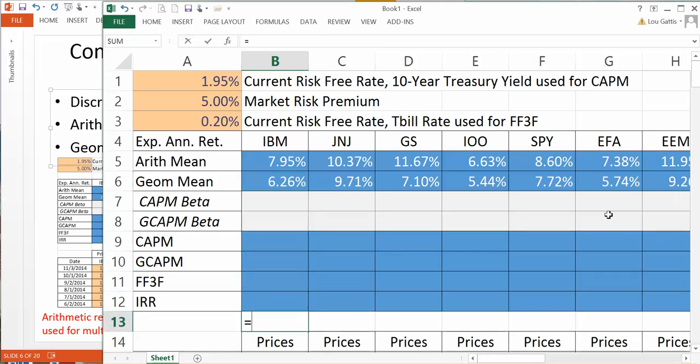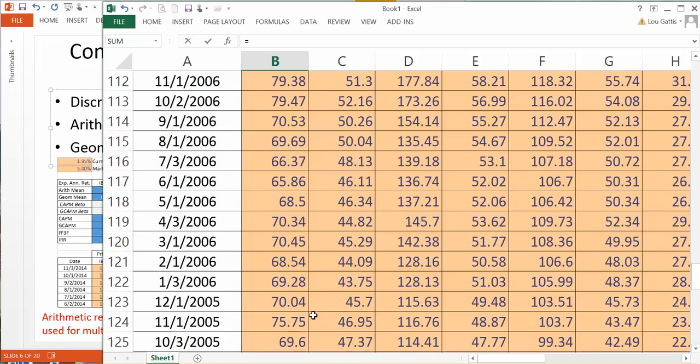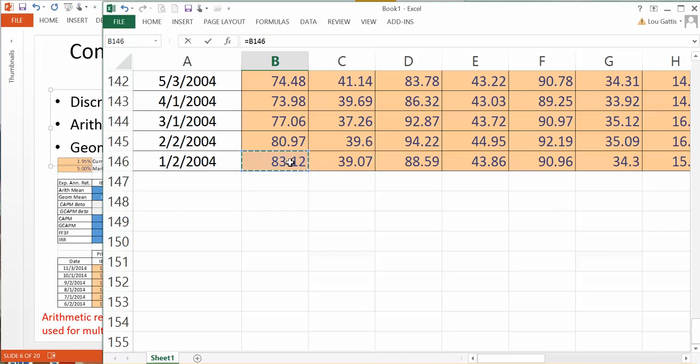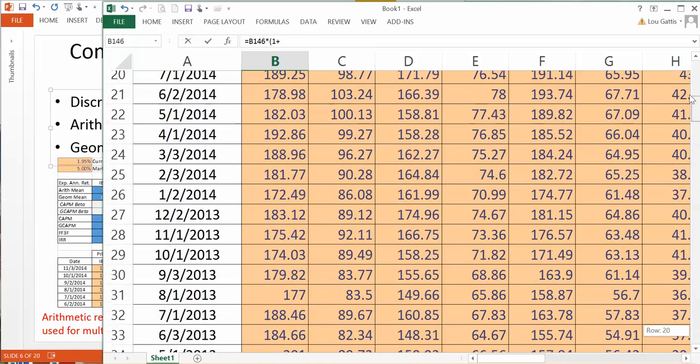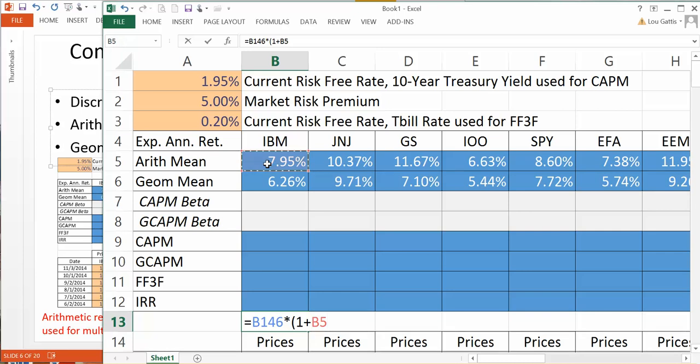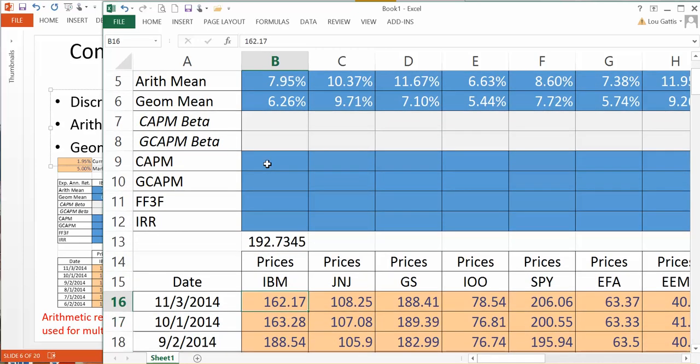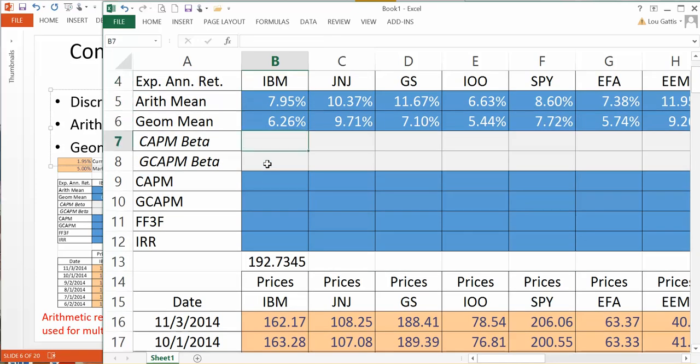So if I had to say that the initial stock price of IBM again was $83, and I multiplied that times 1 plus the arithmetic mean, 795, and then compounded that for 11 years, notice the price turns out to be 192, which doesn't make sense because the actual price is 162 we used in the data. That's because you're getting the compounding effect. That 795 is compounding every year. So you're getting interest on, or return on return.